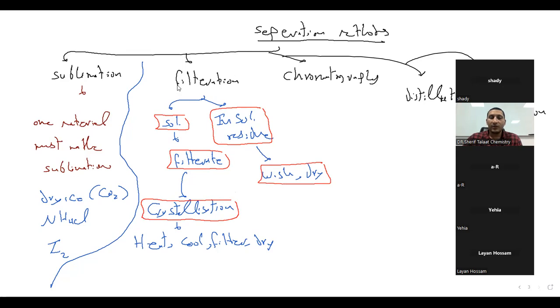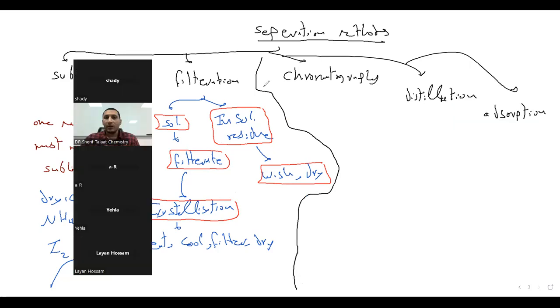After that, chromatography. In chromatography, it depends on different colors or different solubility. And you can know if the material is pure or impure by chromatograph paper also.